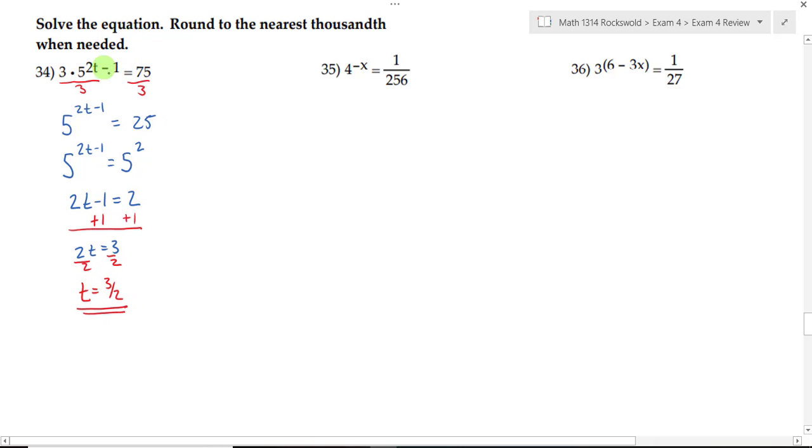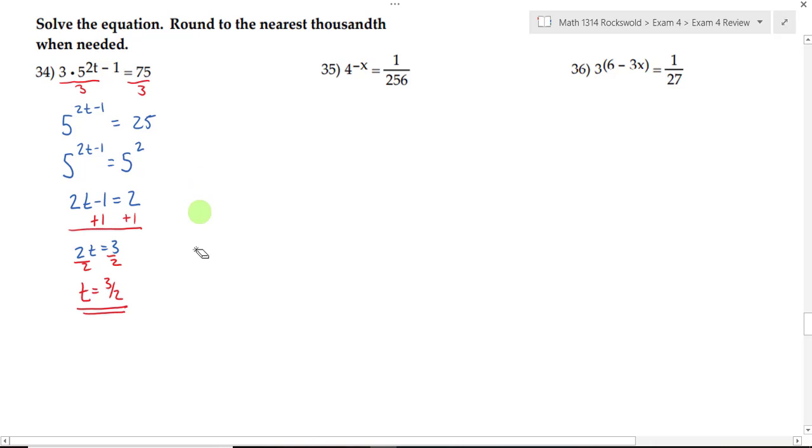What is the domain of an exponential function? All real numbers. Remember, the graph of an exponential function looks like this, right? The domain is all real numbers from negative infinity to infinity. That's important to note because that means that you don't have to check your answer when you get an answer.